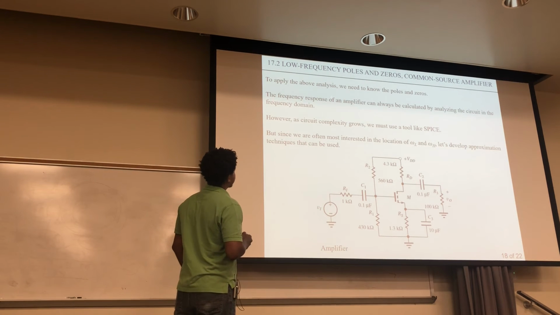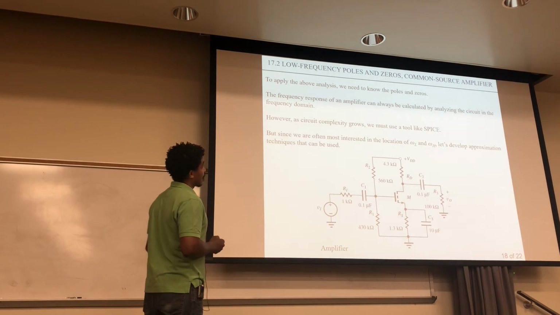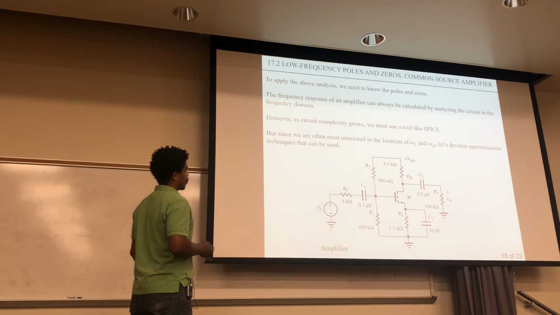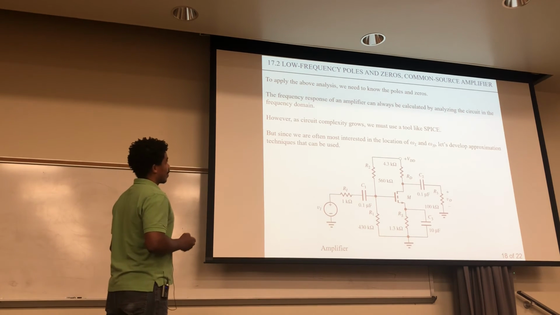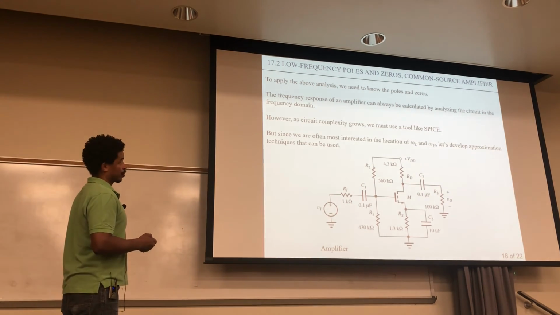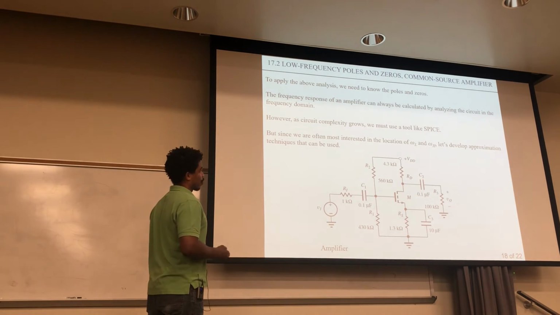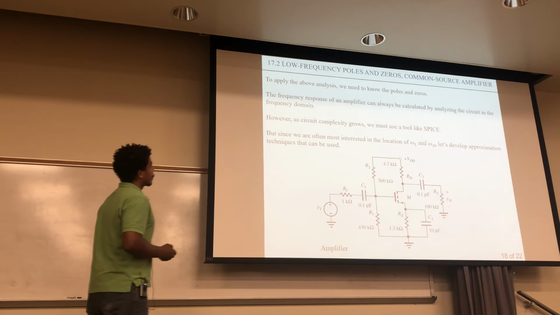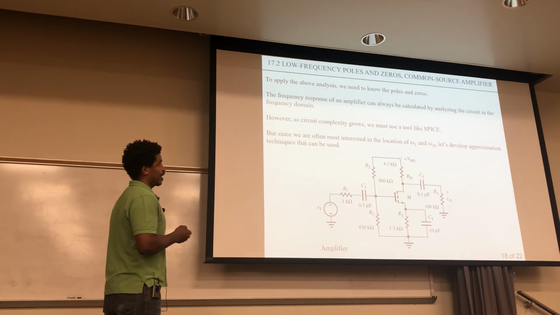Anyway, to apply the above analysis, we typically need to know the poles and zeros. The frequency response of an amplifier can always be calculated by analyzing the circuit in the frequency domain. If it gets too overly complex, what people typically do is just use a tool like SPICE, right? A circuit like this you can do with hand analysis, but for more complex circuits you want to use SPICE. Also, typically people are really interested in the lower cutoff and the higher cutoff only, a lot of times.